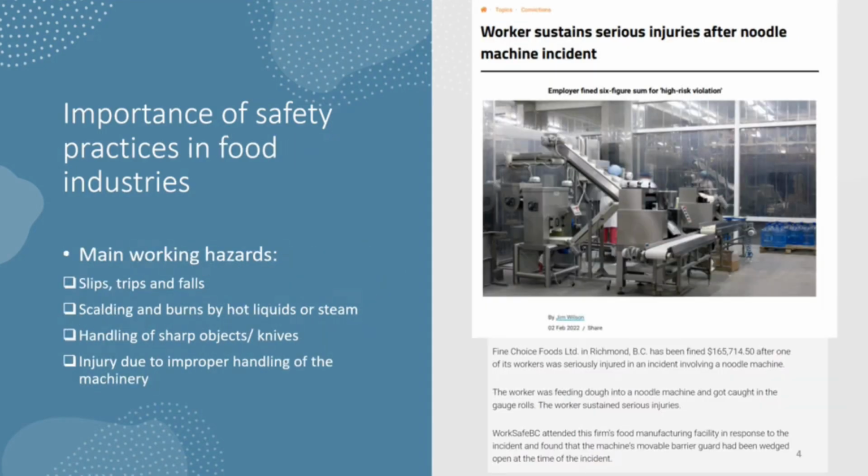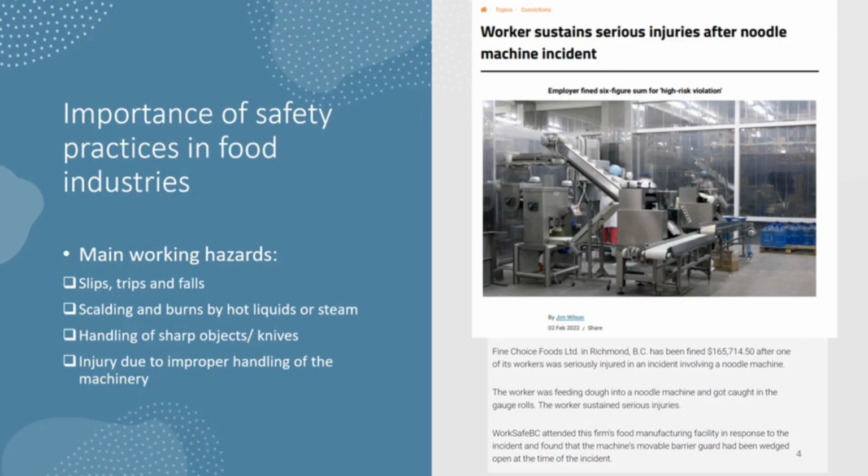When working in the food industries, for example, in the F&B environment, in the kitchen, or in the manufacturing plant, these are the main working hazards. Slips, trips, and falls due to the wet floor, scalding and burns by hot liquids or steam during, for example, cooking of the food or thermal processing of the food, handling of the sharp objects and knives. This is more typical in the kitchen environment, and injury due to improper handling of the machinery.